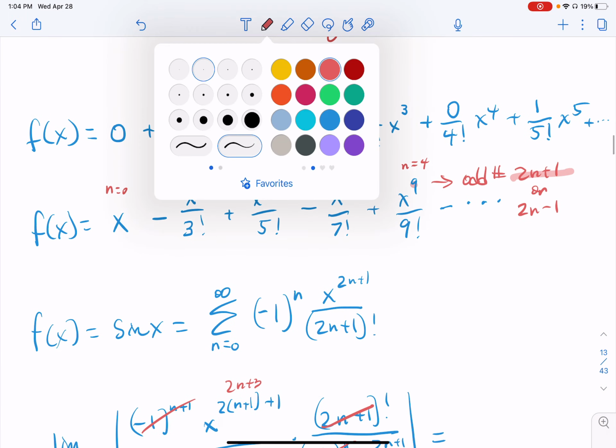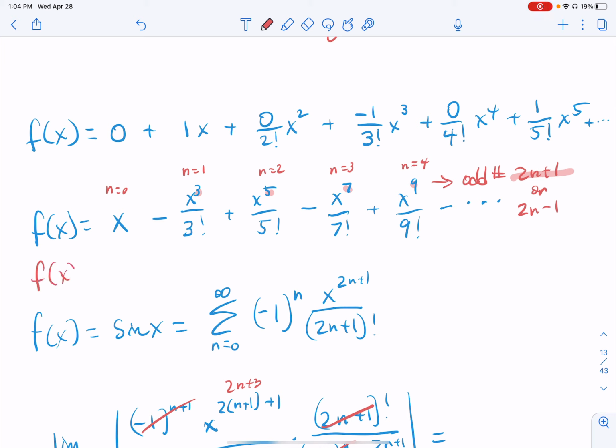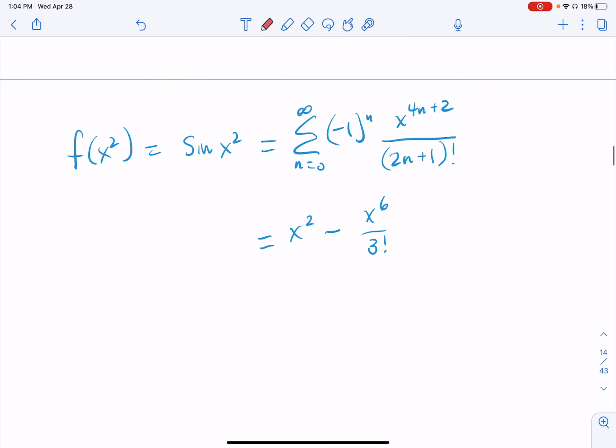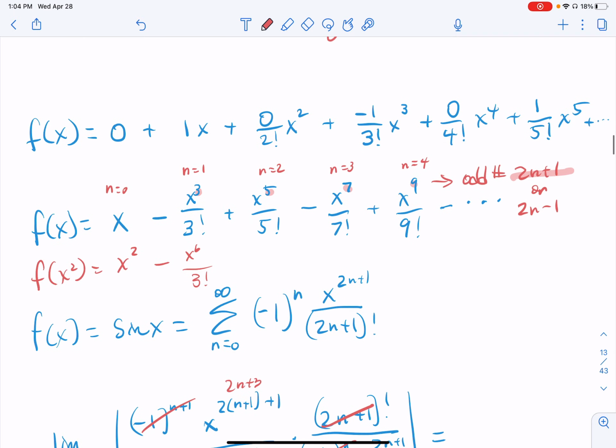If I had f of x squared, just plug in an x squared here. So I'd have x squared minus, this is x squared cubed over 3 factorial, and you multiply power to a power, that's going to make that to the 6th. Again, that's exactly what we got right down here. And then plus x squared to the 5th over 5 factorial, power to a power, 2 times 5 is x to the 10th, and so on.